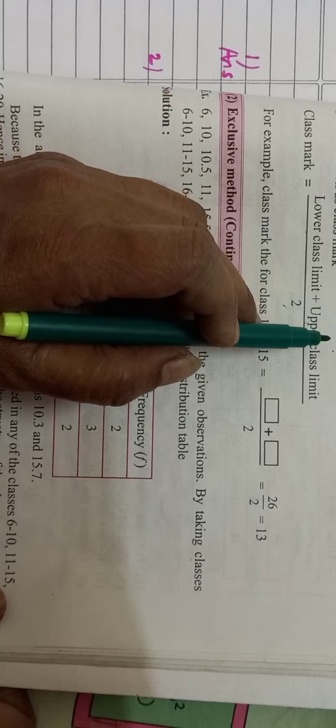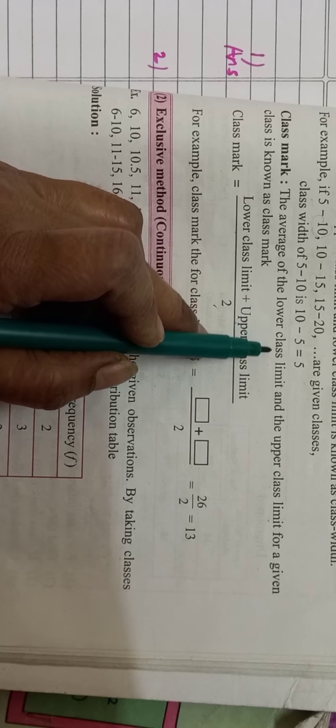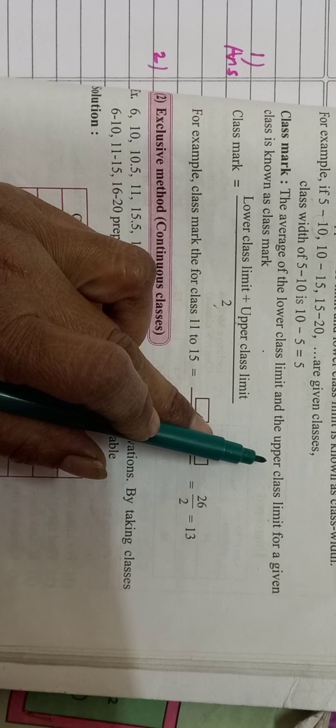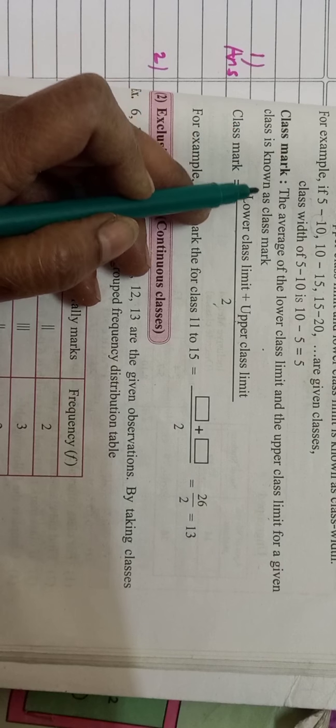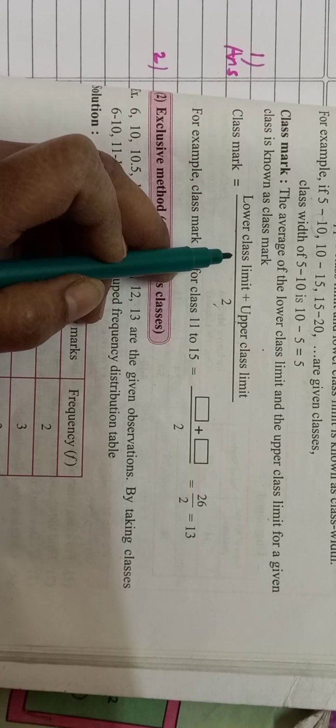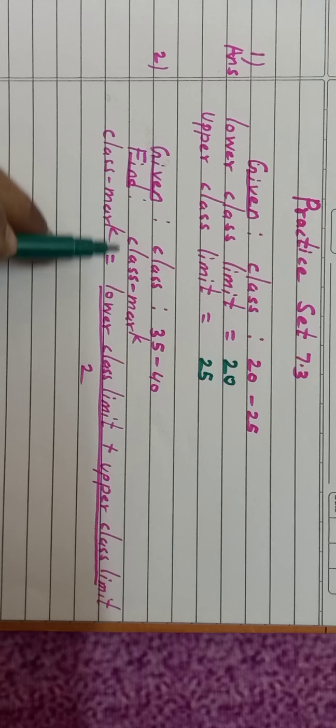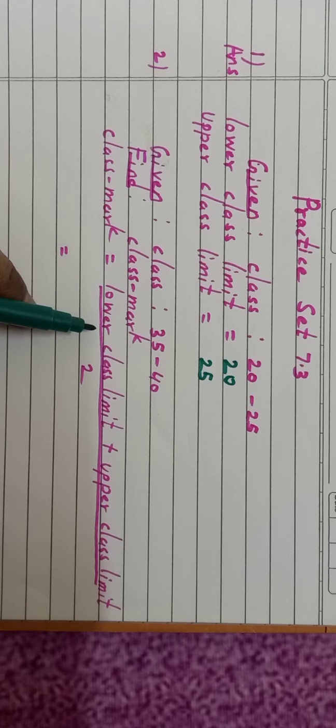We have discussed the concept of class mark earlier. The average of the lower class limit and the upper class limit for a given class is known as class mark. So what's the formula to find class mark? Lower class limit plus upper class limit upon 2. So here I have written: find class mark. Class mark is equal to the formula.